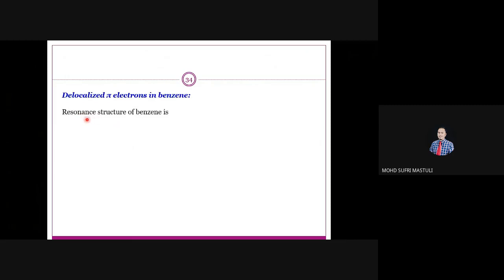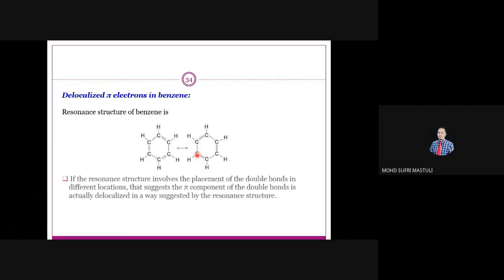This is the resonance structure of benzene. As I explained just now, the difference is only the position of the pi electron, here, here, here, or here. If the resonance structure involves the placement of double bonds in different locations, it means that the pi electron of the double bonding is actually delocalized. How it is delocalized is suggested by the resonance structure.